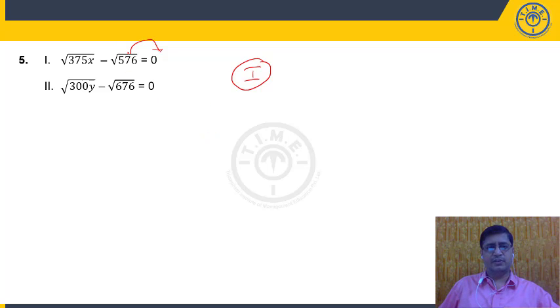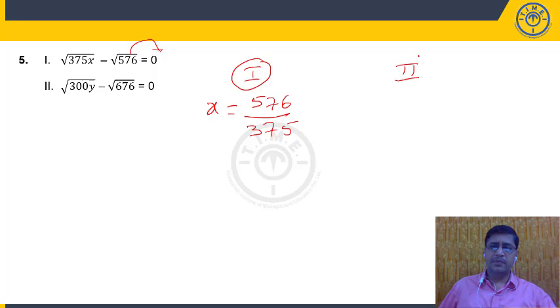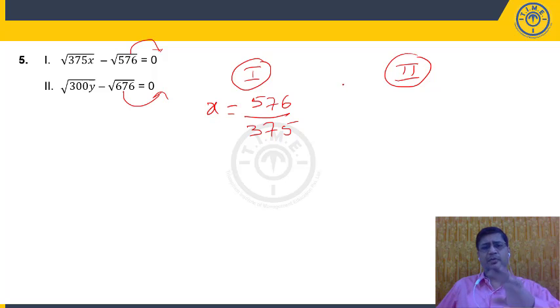Take this root 576 to the right side and square on both sides. We get 576 is equal to 375x. Squaring on both sides, we get x as 576 by 375. Am I right? Similarly, now take this value to the other side and square on both sides.